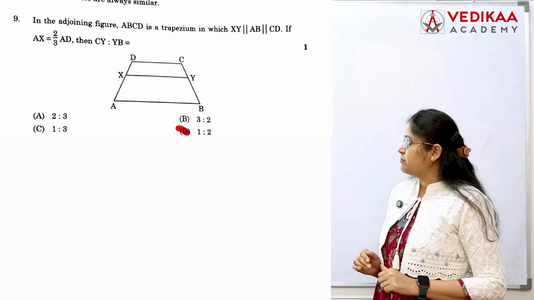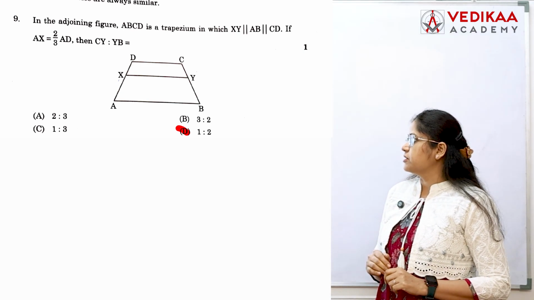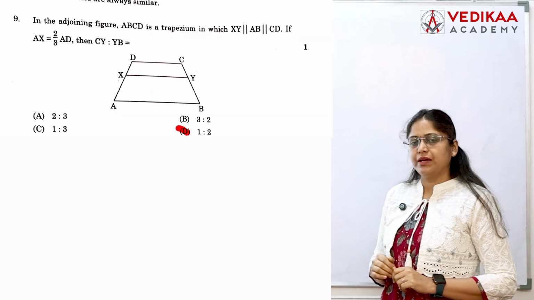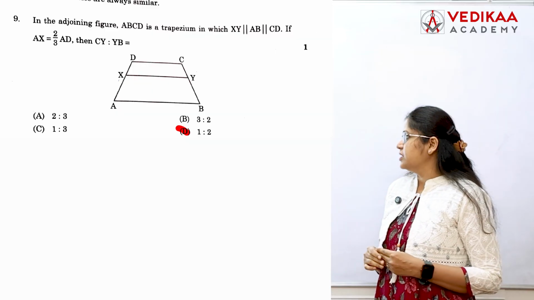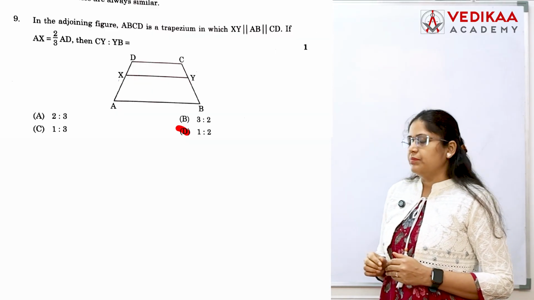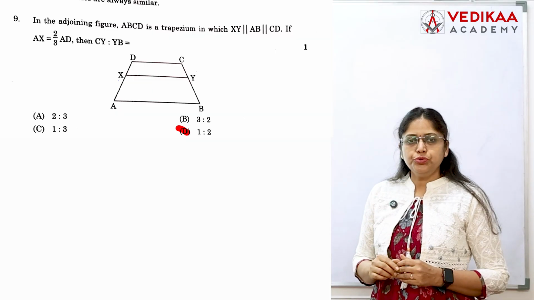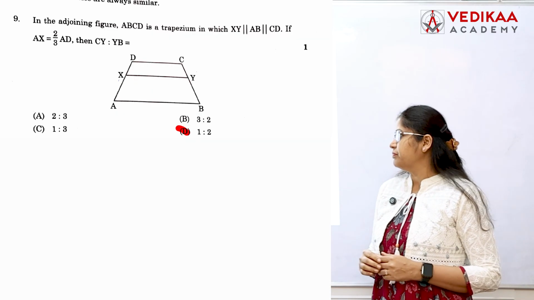again the question number 9, one figure was given to you and it is required to calculate CY upon YB. So here we can use the BPT theorem. So again this was a very simple question. So using the BPT theorem, CY upon YB is coming out to be 1 is to 2. So I think most of the students have done this correctly.